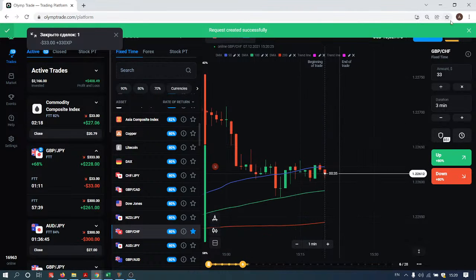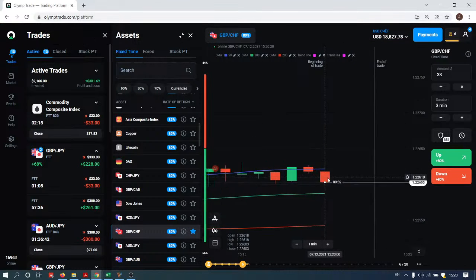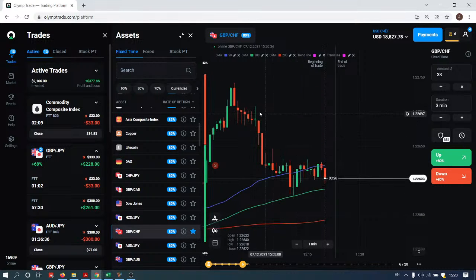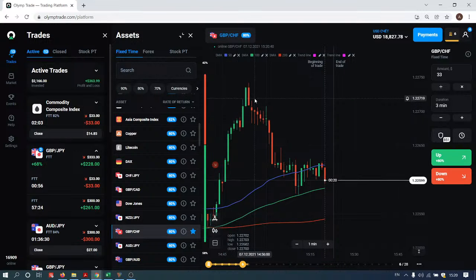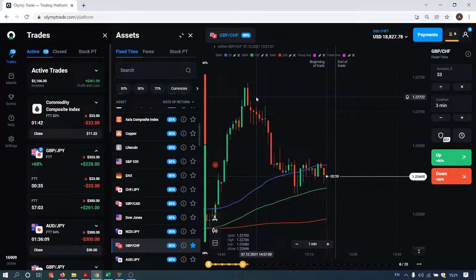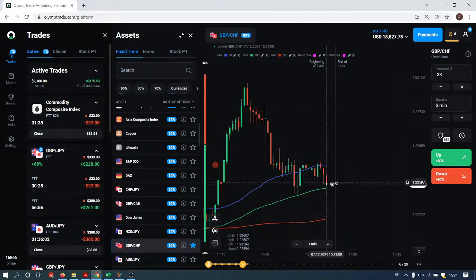All right. Another setup. GBP CHF. Let me tell you a little bit more about this example. First, I've identified that we have a quite strong downtrend here. Currently we are moving downwards, and we have the 50 SMA above our price.